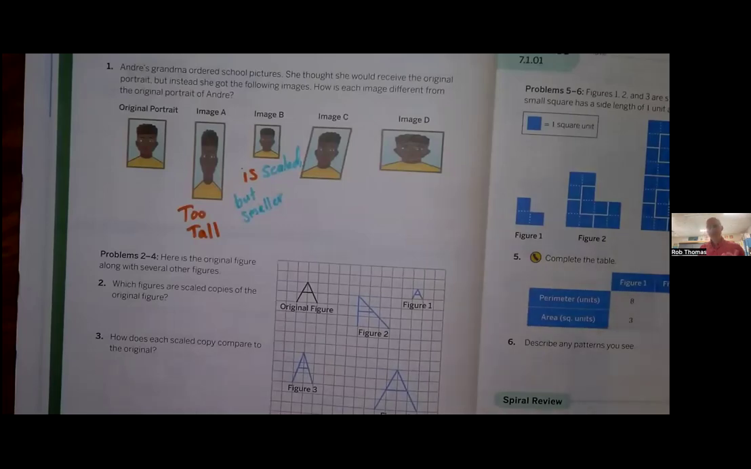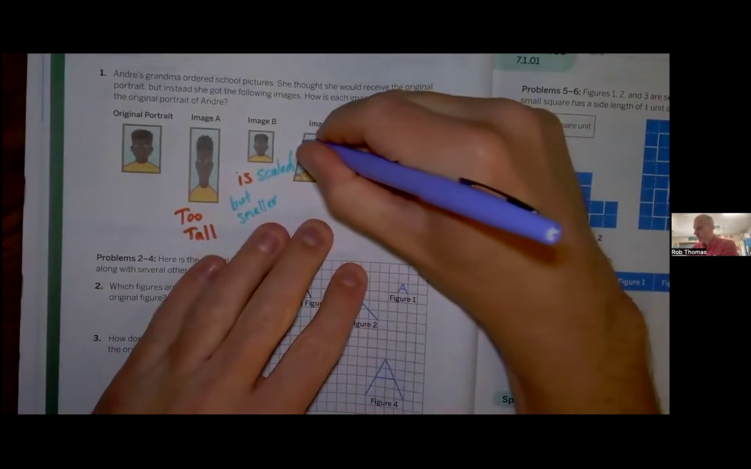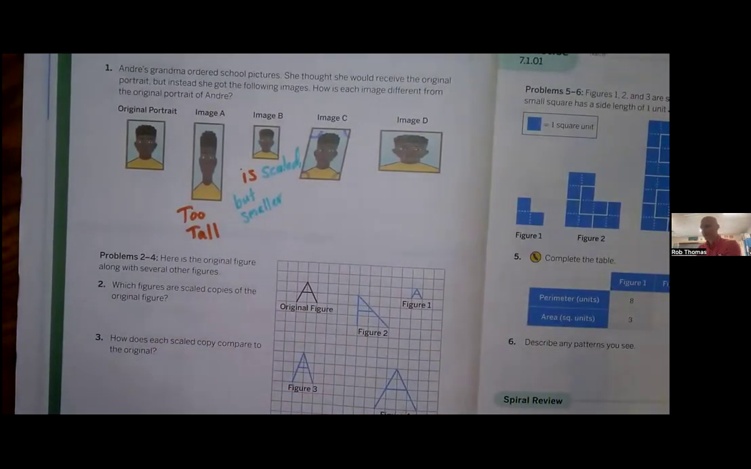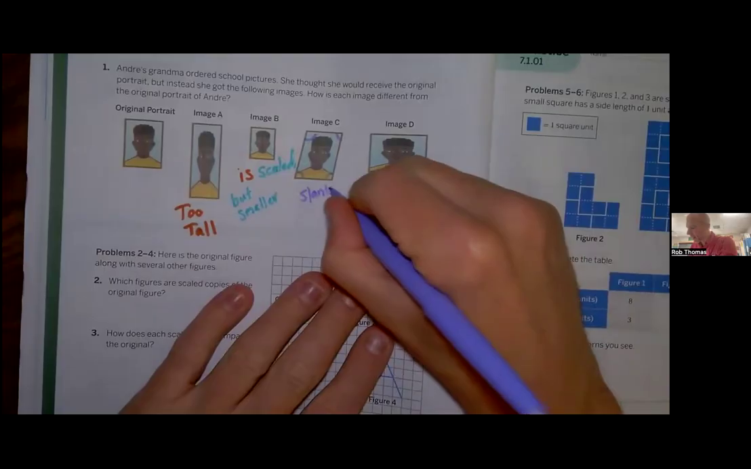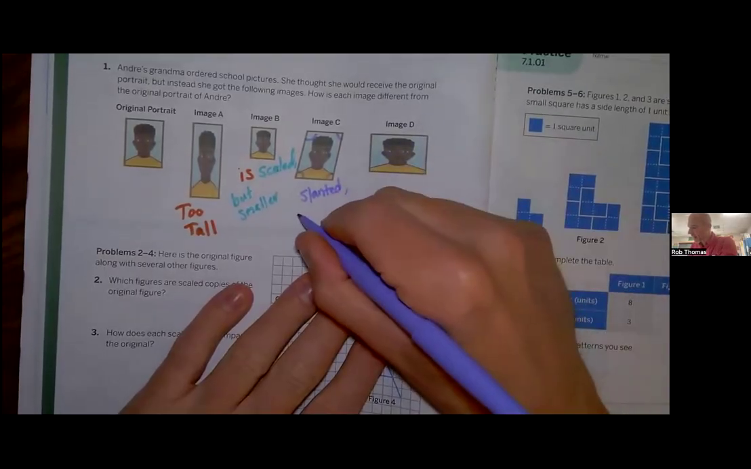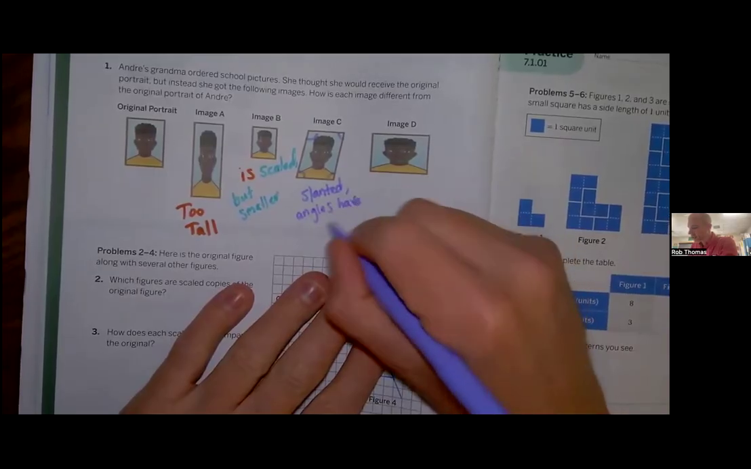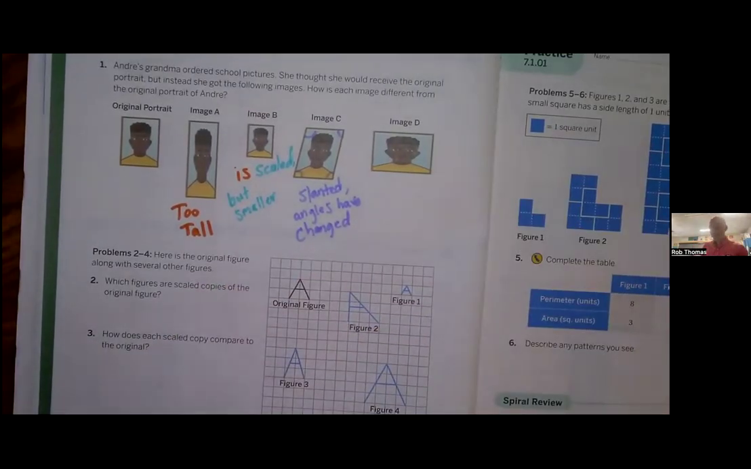Image C looks like it has been slanted, you might say. The angles, the interior angles, as we call them here, have been changed. You can't change interior angles. You can't slant things to make a scale copy. So that's what I'll write here. For this one, I'll say it's slanted and the angles have changed. When we make scale copies, we can't change the angles. And the last one, image D, looks like it's stretched on the width, right? It's too wide.